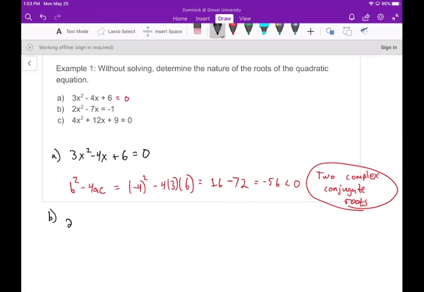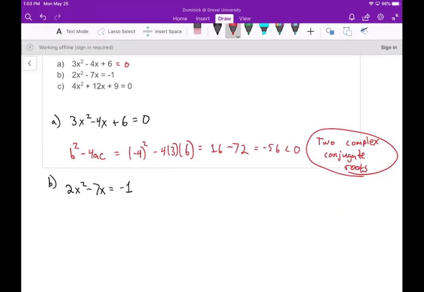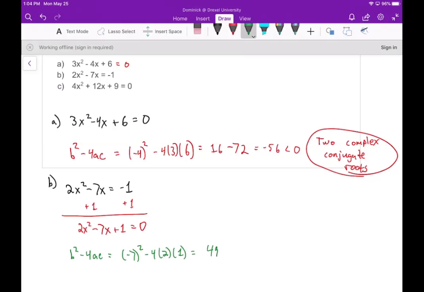Now in part B, we have 2x squared minus 7x is equal to negative 1. Of course, the first thing we need to do is add 1 to both sides. So we have 2x squared minus 7x plus 1 is equal to 0. Now we can find b squared minus 4ac, and we're going to get negative 7 squared minus 4 times a, which is 2, times c, which is 1. We get 49 minus 8, which is 41. Of course, this is positive, so we're going to get two real roots. And since 41 is not a perfect square, these are going to be irrational roots. So you could include that in there.